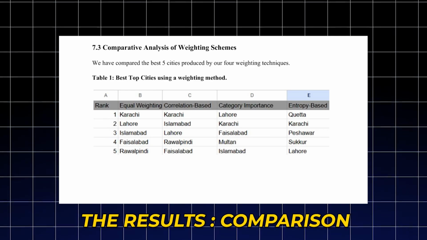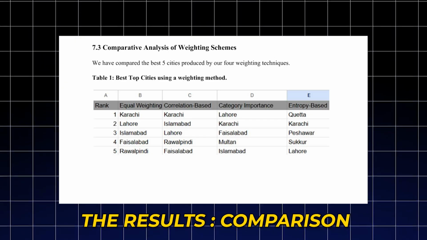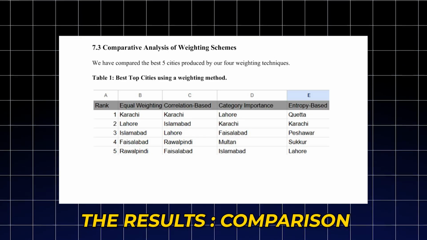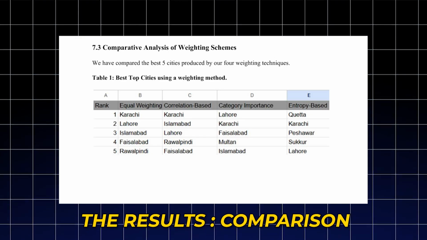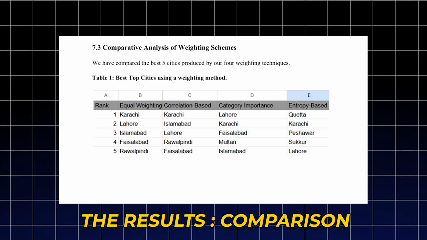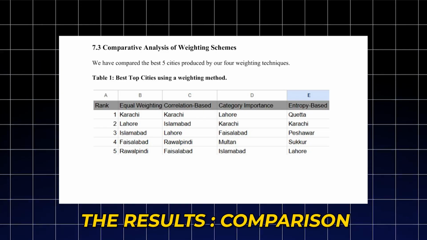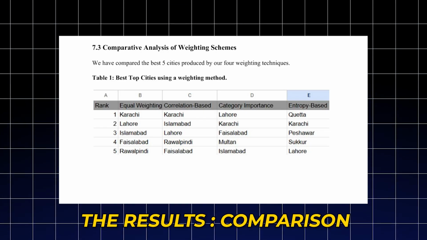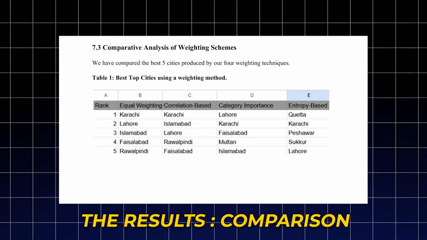The results were striking. Under standard weighting, Karachi and Lahore dominate as expected, but using entropy-based weighting, Quetta and Peshawar entered the top ranks. You may ask why. Because they act as critical bridge nodes, connecting different economic zones even if they were not the biggest markets.